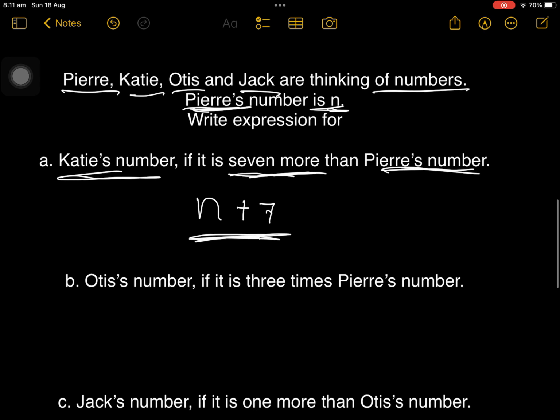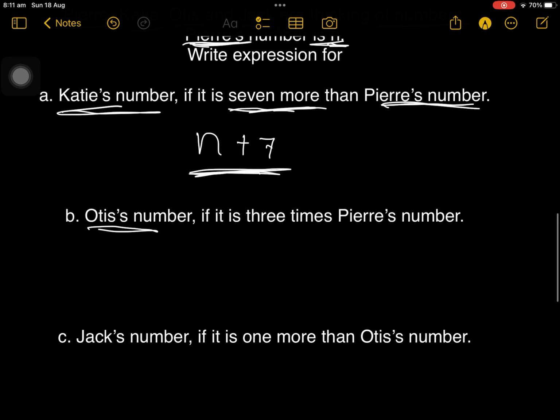All right, another one. Otis' number. Find Otis' number if it is 3 times Fear's number. Again, Fear's number is n. Otis' number is 3 times Fear's number. So we can just write n times 3, or simplify it into 3n.